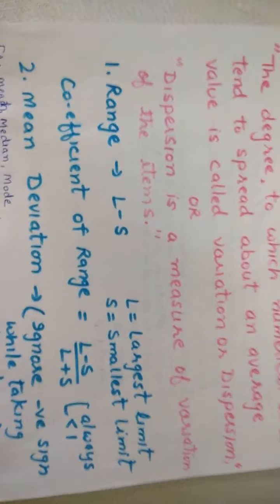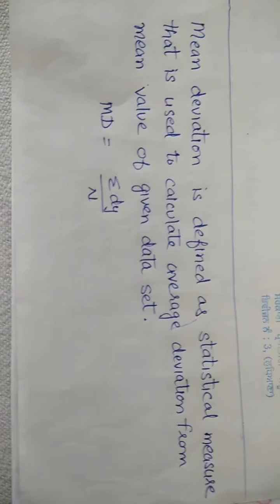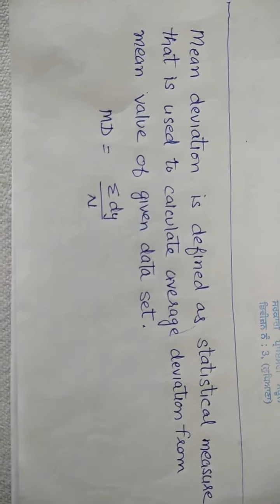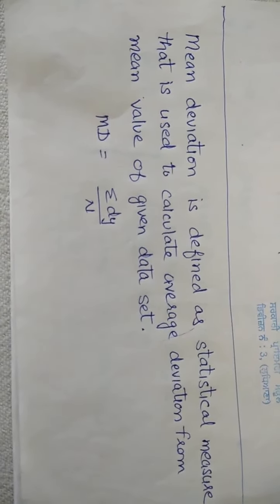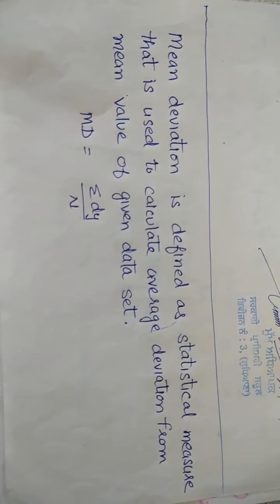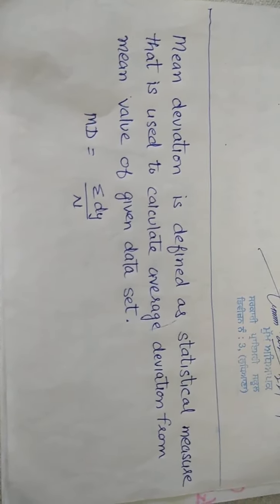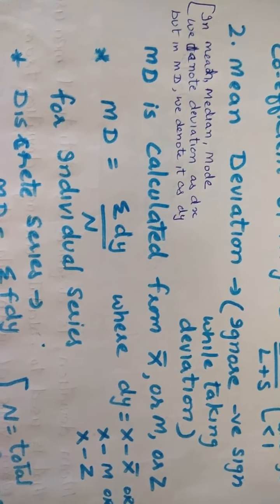Now we will discuss different measures of variation. First is range. Second is mean deviation. Now what is mean deviation? Mean deviation is defined as a statistical measure that is used to calculate the average deviation from the mean value of given data. It is denoted by MD, that is equal to summation dy over n. Dy are deviations taken from mean or median or mode, and n is the number of items given in data. In mean deviation, we ignore the negative sign while taking deviation.